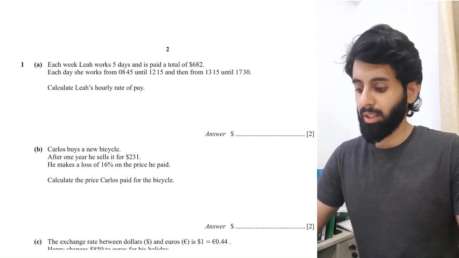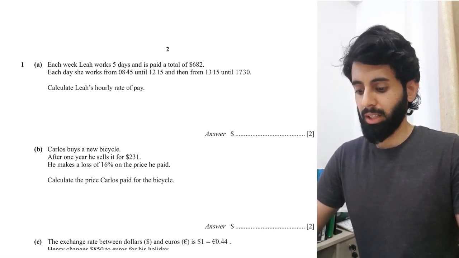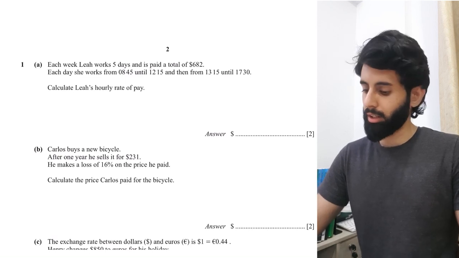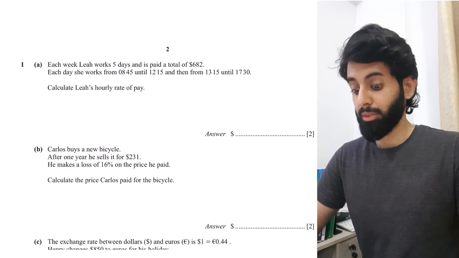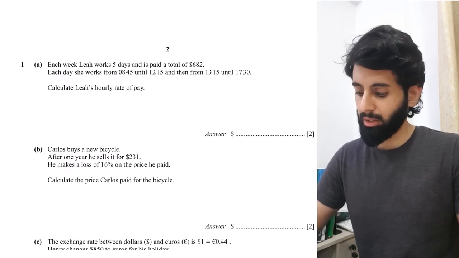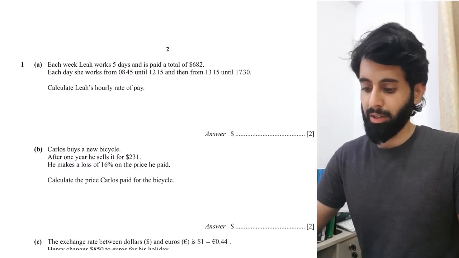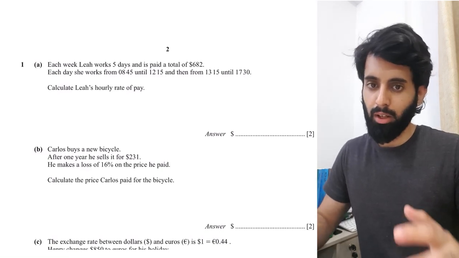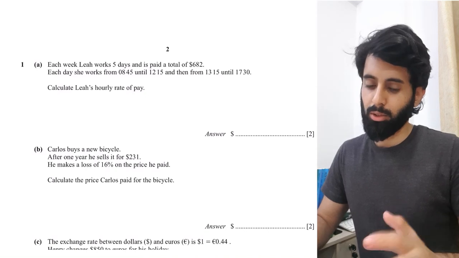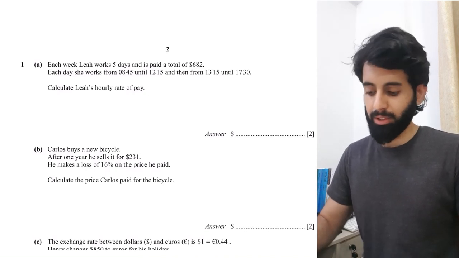So it says each week Leah works 5 days and is paid a total of $682. Each day she works from 8:45 until 12:15, and then from 13:15 until 17:30. Calculate Leah's hourly rate of pay. Before I can calculate her hourly rate of pay, I need to first find out the total number of hours that she's working for.